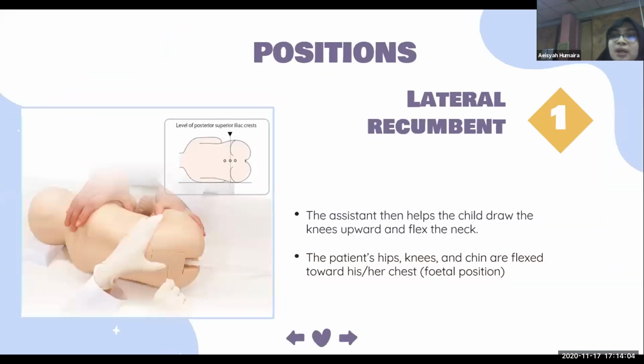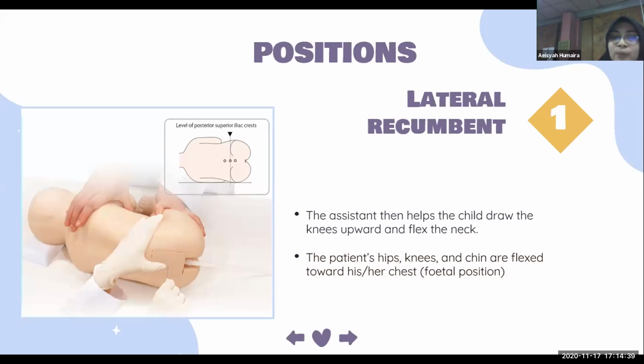Next is we need to put the patient in position. There are two positions, which are lateral recumbent position and sitting position. For the lateral recumbent position, as you can see in this picture, the assistant helps the child to draw the knees upward and flex the neck using the assistant's arms. So the patient's knees and chin are flexed toward his or her chest, which is the fetal position.